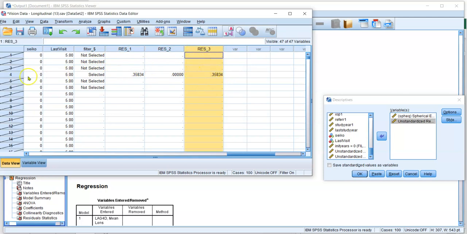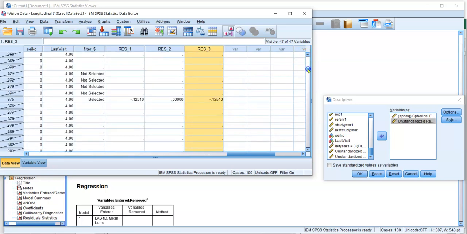Now, it only calculates for those values that were selected. So if you go down, you see some. And this is the deviation between the predicted value and the residuals. Probably should have had you do both the unstandardized predicted and unstandardized residuals, and you could see that this value is actually the difference between the actual spherical equivalence minus the predicted, which gives you this.